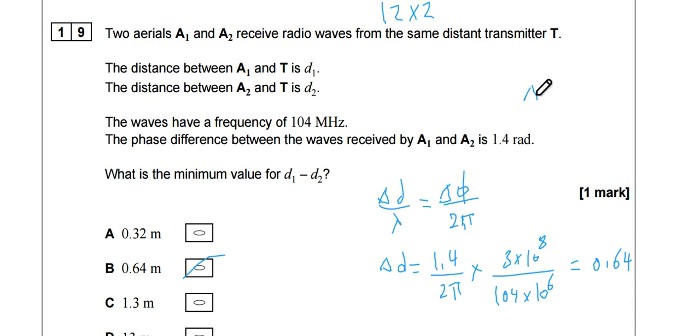Anyway, we have the two areas, A1 and A2, receiving from some transmitter. And we have the frequency, we have the phase difference, so we can plug these values in the formula here after rearrangement, and we can get the answer. I just want to comment that lambda here we got intuitively from C over F.